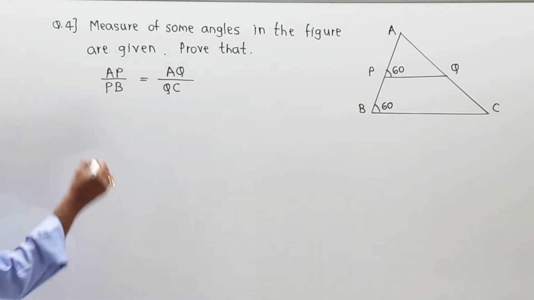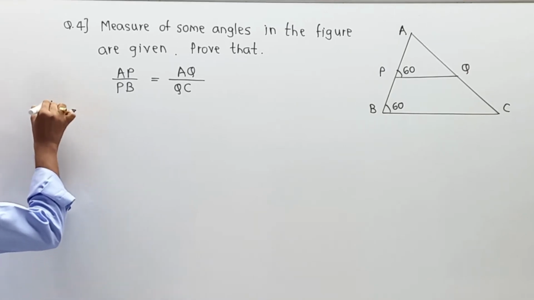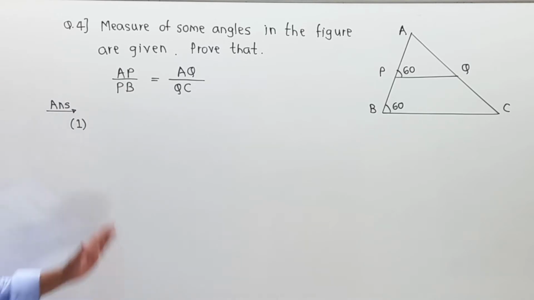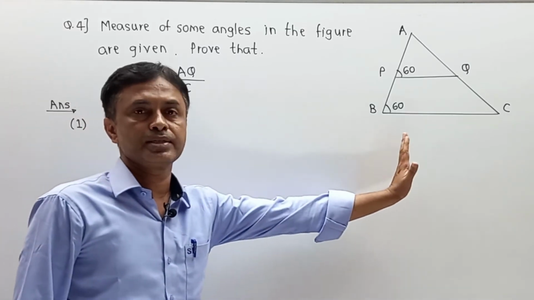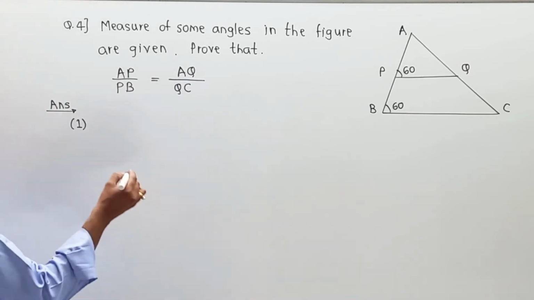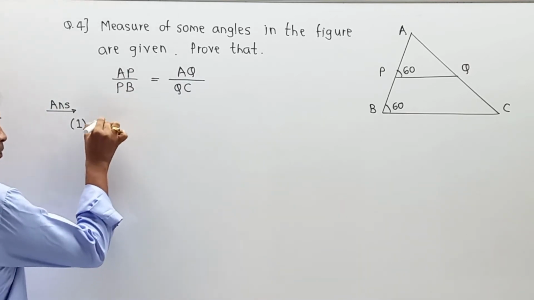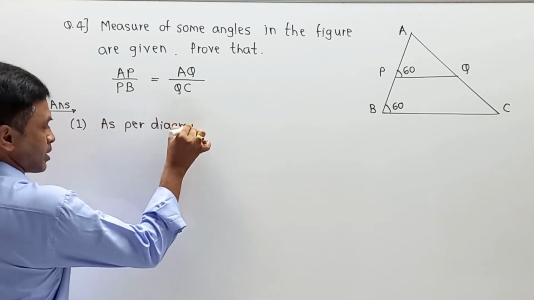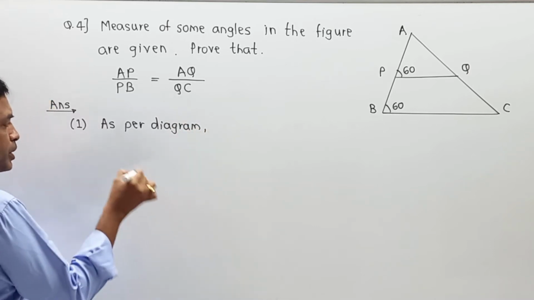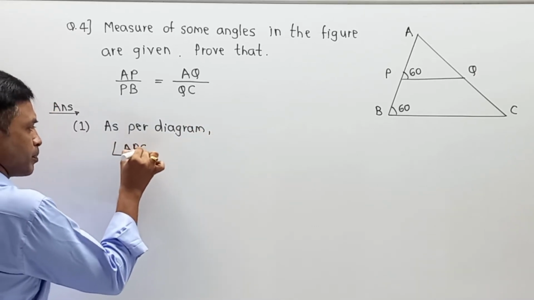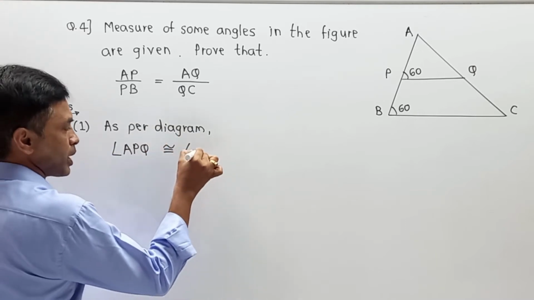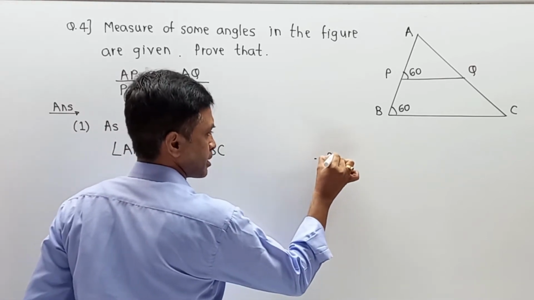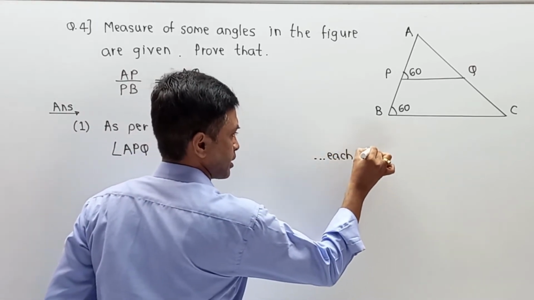So coming to the part of proof or answer. Here, first part, answer. Here they have given some data and we are going to create a structure like number, statement, reason. Please adopt this method every time. So your first part is, as per diagram, they have given angle APQ. Angle APQ is congruent to angle ABC. Reason, each 60 degrees given.